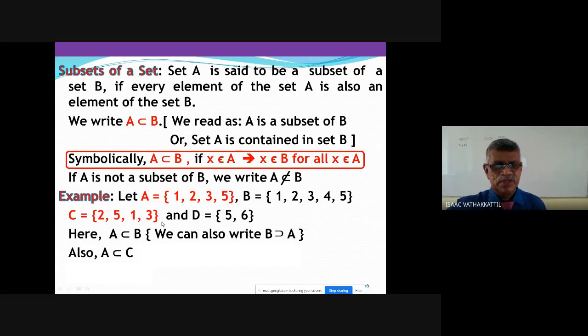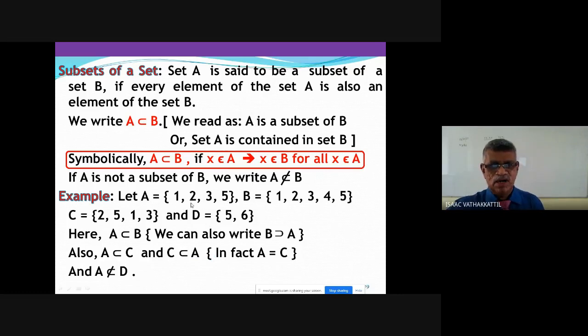A subset C. Why not C subset A? 2, 5, 1, 3 in C is very much in A also. C subset A. Now we can see A and C are equal here. In fact, A is equal to C. But A is not a subset of D because 1, 2, 3 are not here in D. So A is not a subset of D. We can see now D is not a subset of C. So now you know what we mean by subset and not subset.